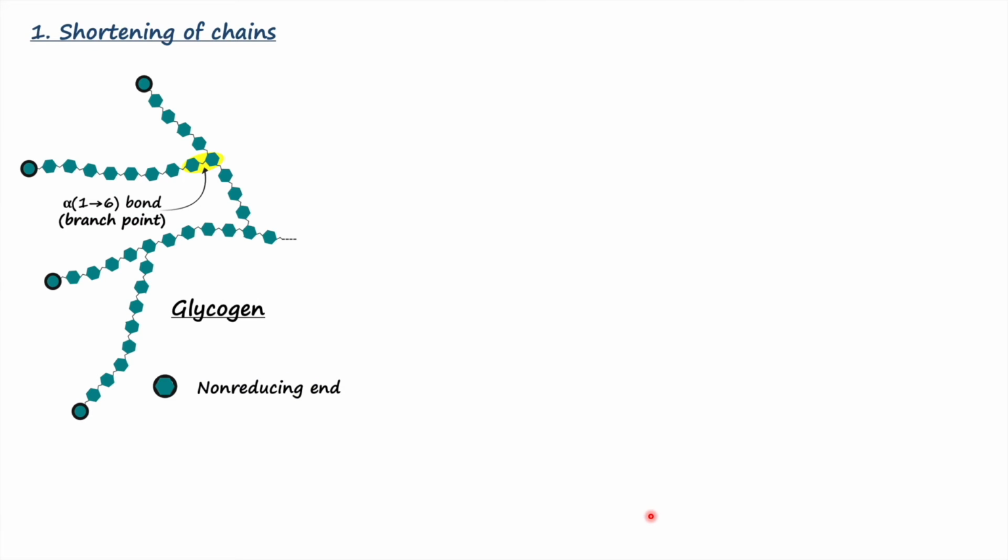So the first step in glycogenolysis is the shortening of the chain. Here we have this glycogen molecule, and the glucose molecules which are circled with the black line are the non-reducing ends. Here this glucose molecule of this branch is connected to another glucose molecule of the main glycogen chain by an alpha 1,6 glycosidic bond, which is also called a branch point.